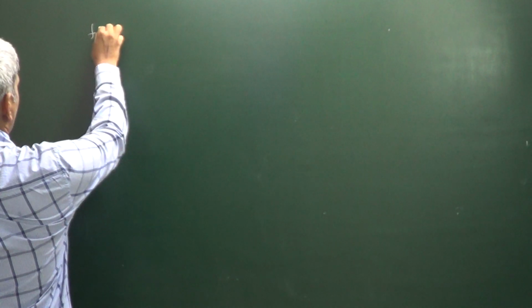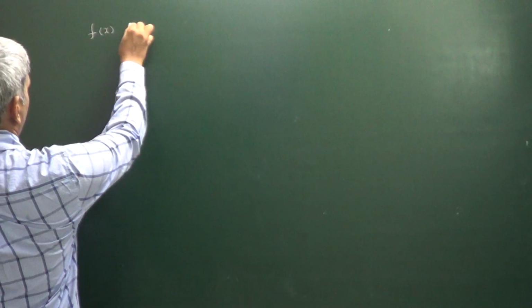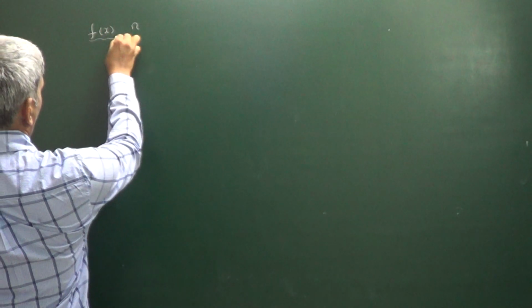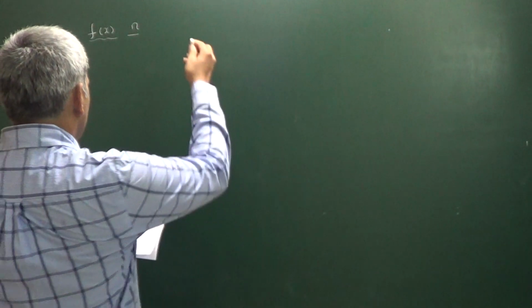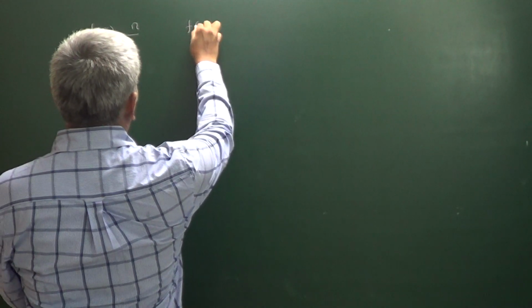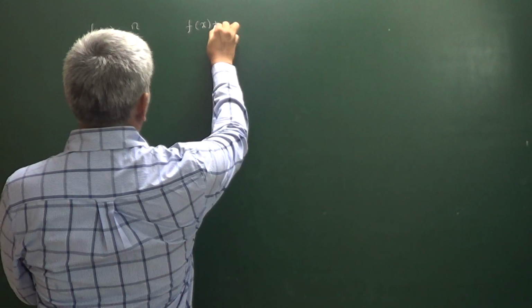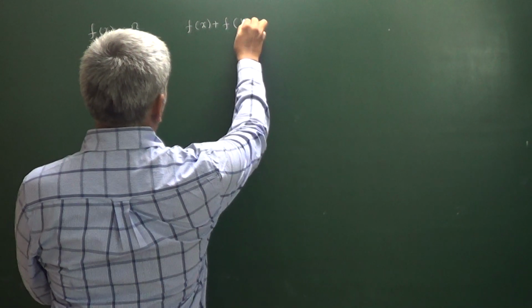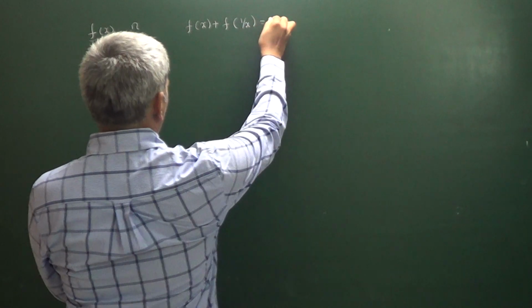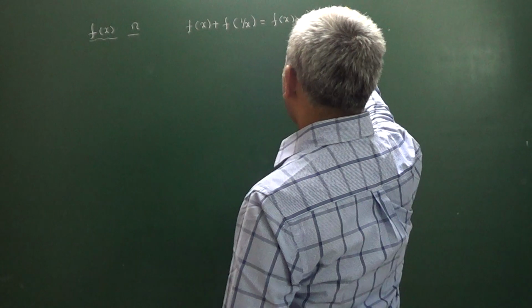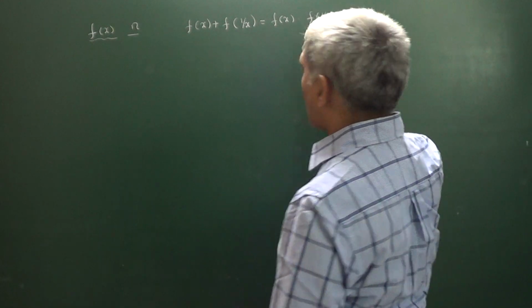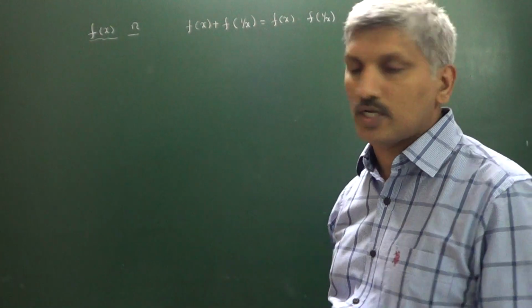f(x) is a polynomial function of degree n, and it satisfies the relation given by f(x) + f(1/x) = f(x) · f(1/x). Take it as a standard result. I'll try to discuss how we are getting this one.